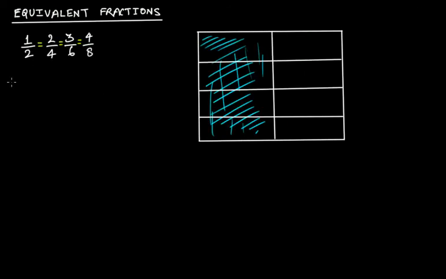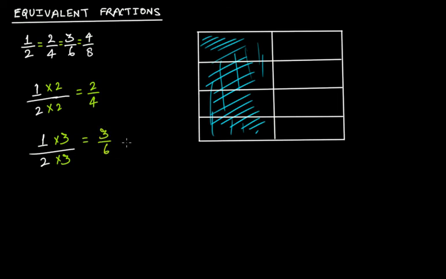Let's do it for this one. So if I have 1 by 2, and if I multiply 1 by 2 by 2 by 2, you have to multiply numerator and denominator by the same number, you are getting 2 by 4. If I multiply 1 by 2, that is this one, by 3, you'll get 3 by 6. So 2 by 4 is here, this one is here, 3 by 6 is here.